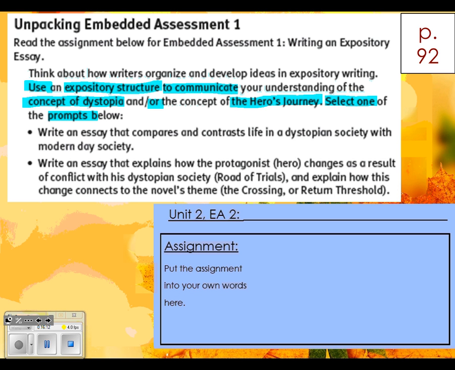So now let's go ahead and read each bullet point, and we'll break each bullet point down into its specifics. So, Alicia, could you read the first possible prompt for us? Write an essay that compares and contrasts life in dystopian society with modern day. Okay, I'm sure you folks could break that apart. You could highlight which pieces are the verbs, the nouns, the specifics.